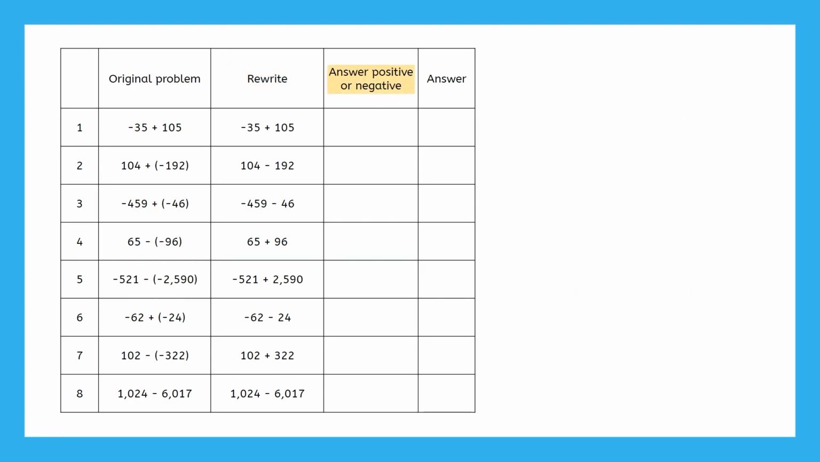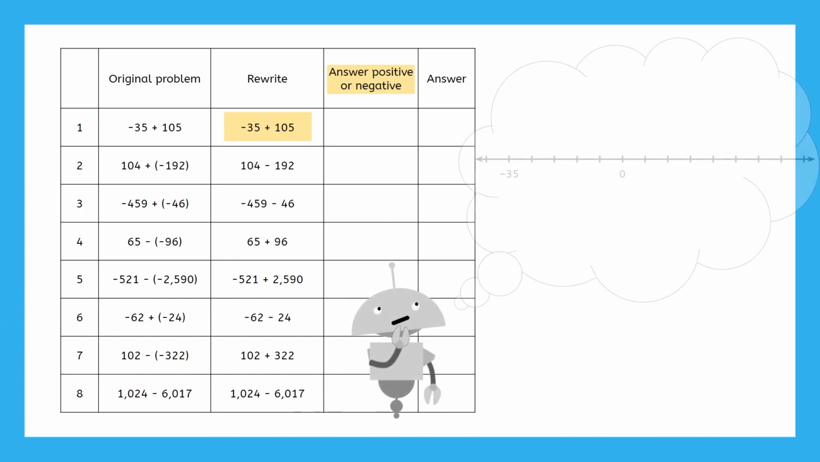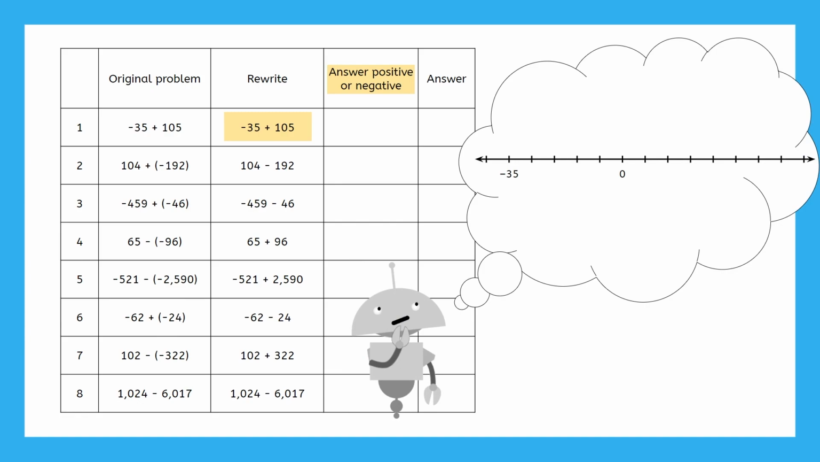Now, I want you to use your best number sense to determine if the final answer to the problem will be positive or negative. No need to find the final answer yet, just whether it will be positive or negative. Let's try a couple together. Negative 35 plus 105. If we imagine a number line starting at negative 35 and then move to the right 105, we'll definitely end up in the positive numbers. So the final answer will be positive.